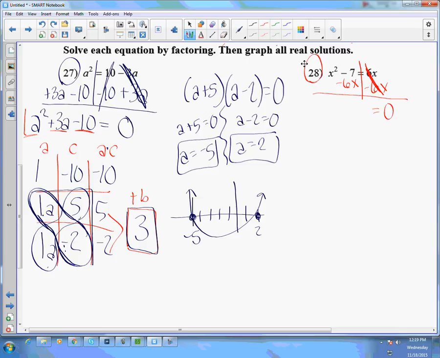Okay, on the left-hand side, can you tell me the order? Let's order it with at least 3 terms so that it's set up. Good job. x squared minus 6x minus 7. Okay, what's the next step?